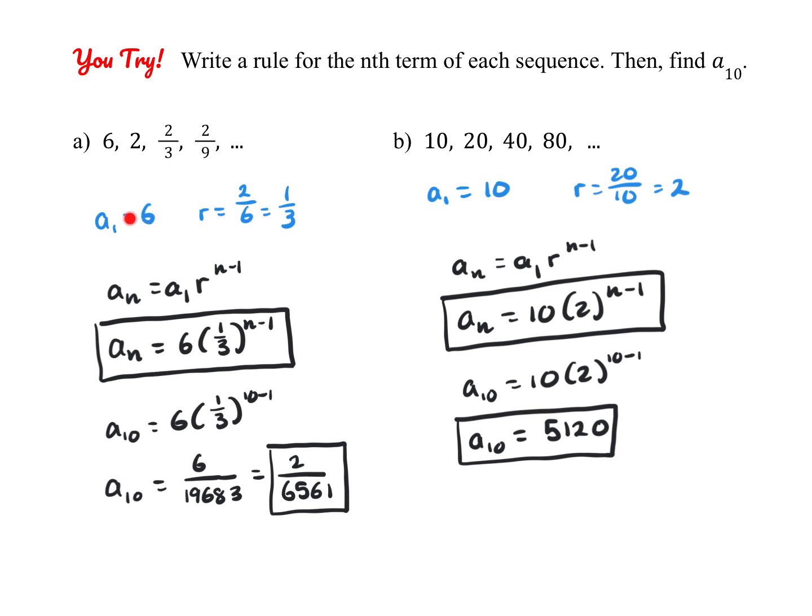So for part A, the first term is 6. Our common ratio is 1/3. So here's my rule. And the 10th term, when you simplify, becomes 2 over 6,561. For part B, my first term is 10. My common ratio is 2. My rule is here, and my 10th term is 5,120.